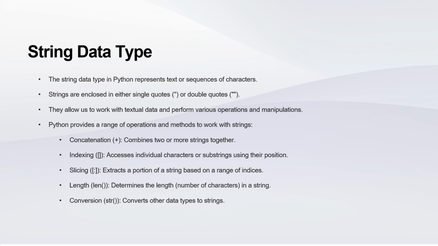In Python, a string is a sequence of characters enclosed in either single quotes or double quotes. For example, "hello Python". You can enclose the hello Python string in single quotes or double quotes. Strings can be used to represent names, messages, sentences, and much more.